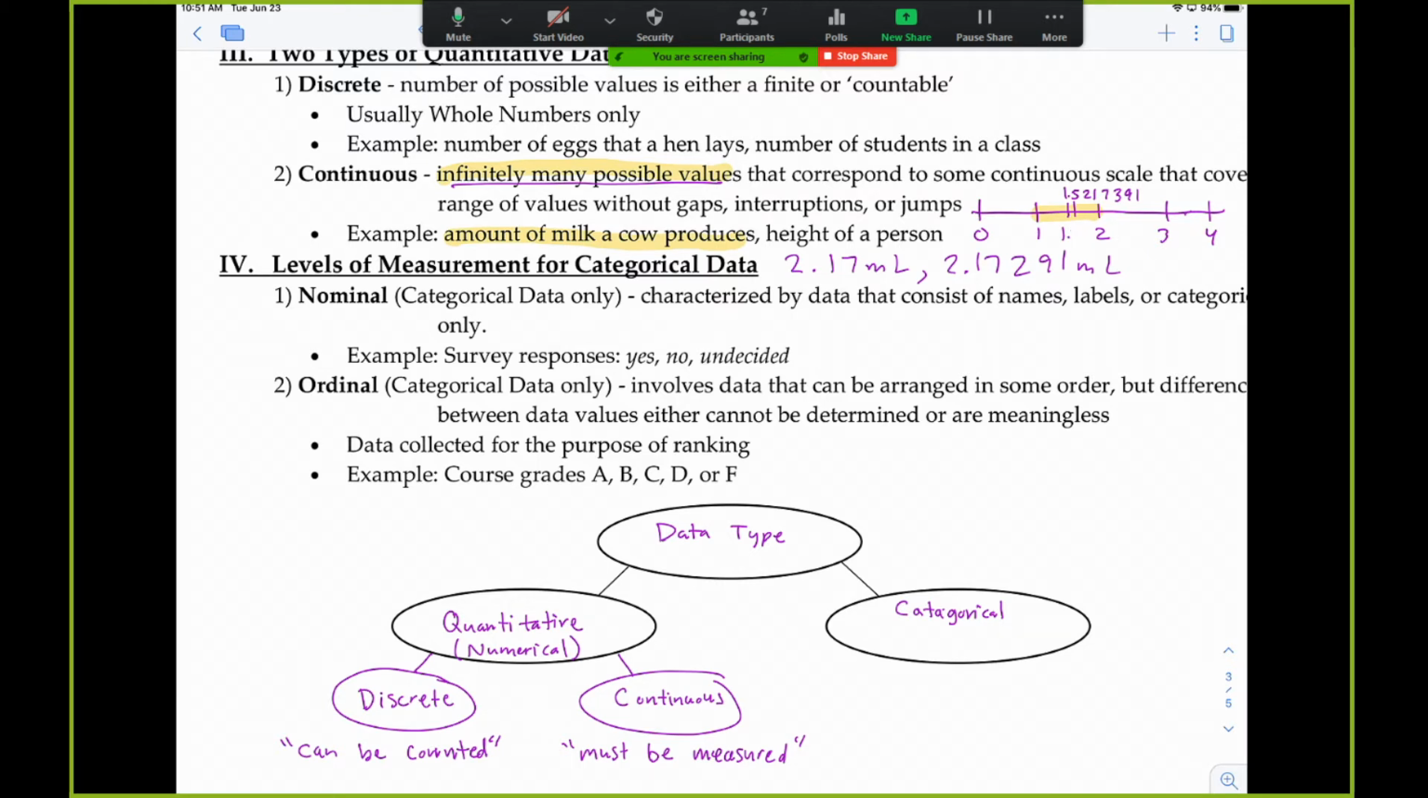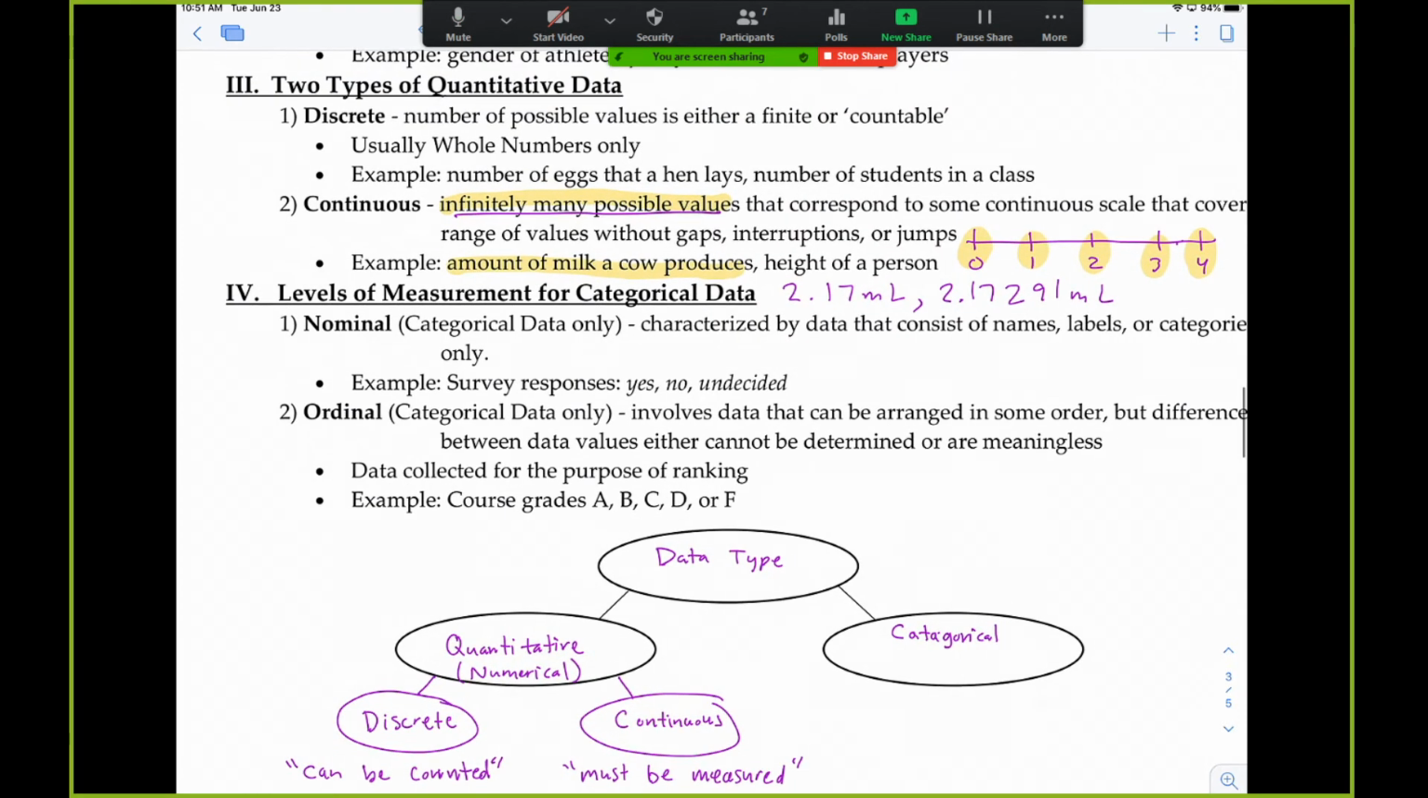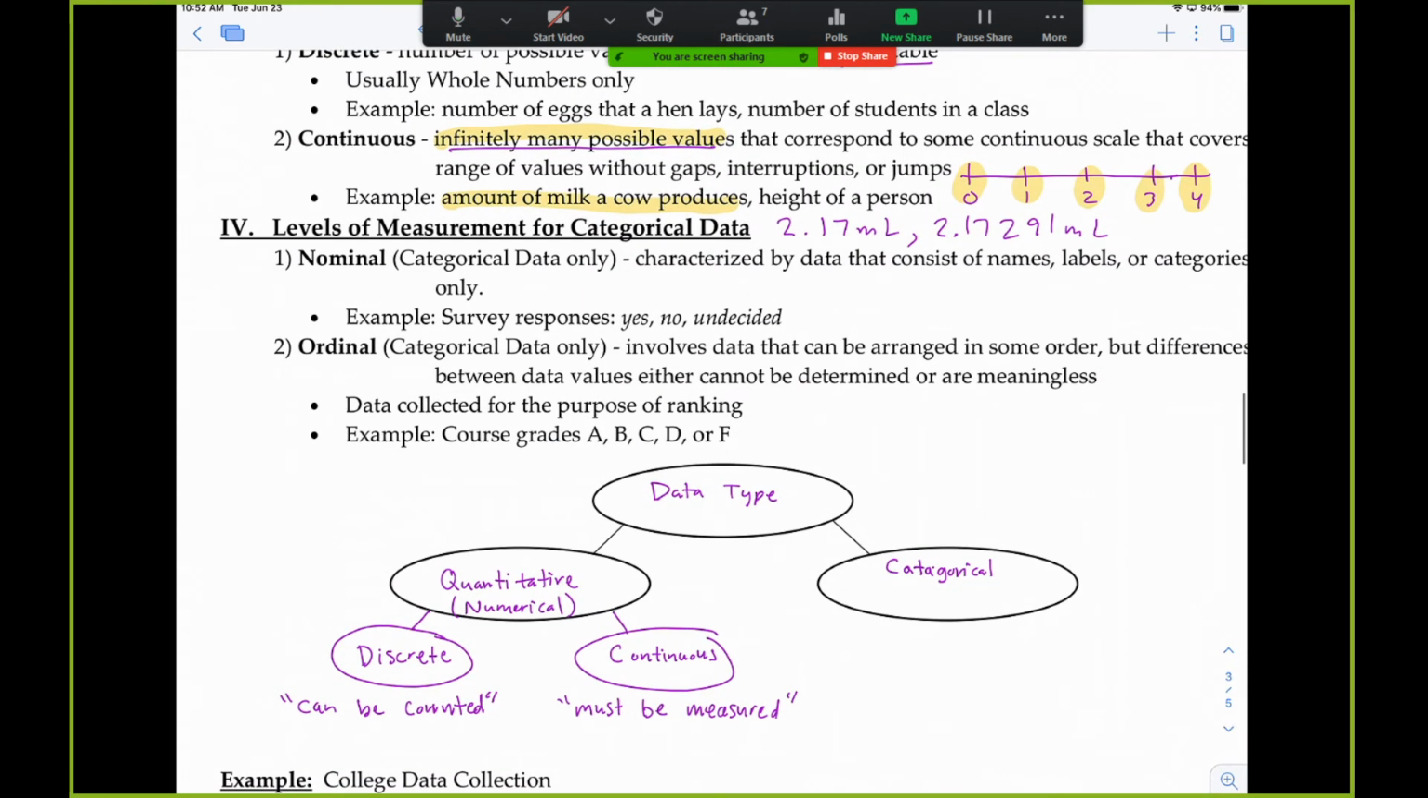Versus discrete, like the number of eggs. Let's say this spectrum here represents the number of eggs. We can only have whole numbers like 0 eggs, 1 egg, 2 eggs, 3 eggs, 4 eggs, 5 eggs, right? It's not continuous. It's countable, because we can count the number of eggs, and there's not an infinite number. You can't have 1/2 or 1.5 eggs produced. Does that make sense to you guys? So that's discrete versus continuous. Discrete can be counted. Continuous must be measured.